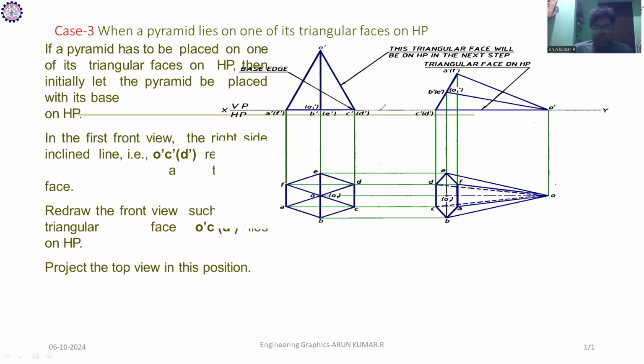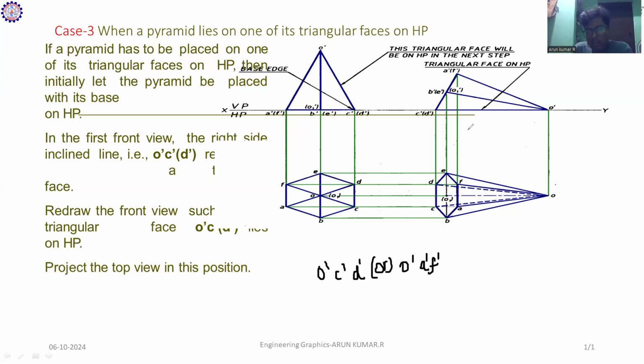One of the longest edges of the triangular face is this one. Either take O dash, C dash, D dash, or the next side, O dash, A dash, F dash. This is the longer side of the triangle. The remaining one is called the shortest side. This triangular face is lying on the HP. That is the condition I have to draw.